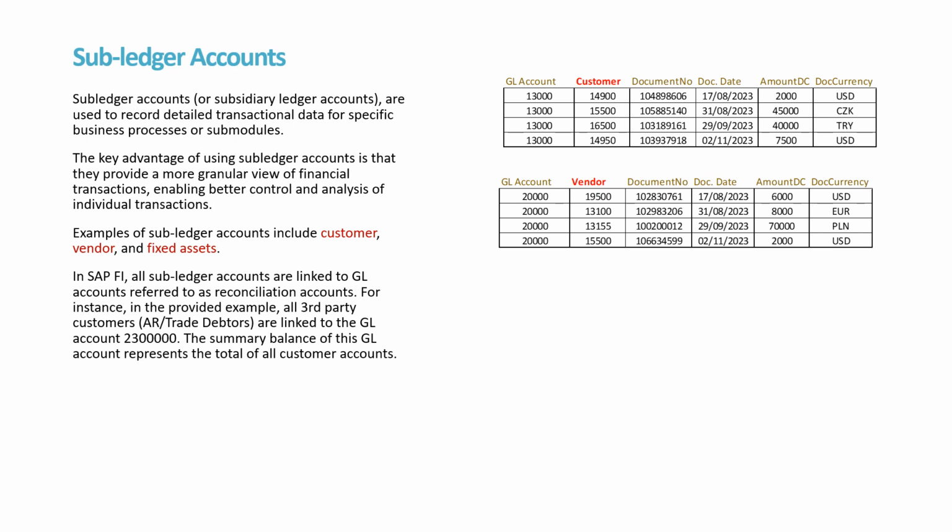These GL accounts, where all subledger accounts are mapped, are known as GL reconciliation accounts, and typically you cannot post directly to them, as we mentioned earlier. By leveraging subledger accounts, you gain a more accurate view of your financial transactions, enhancing your ability to analyze and reconcile postings.